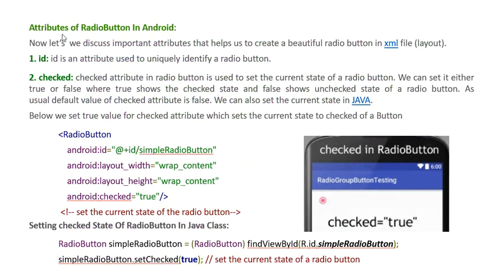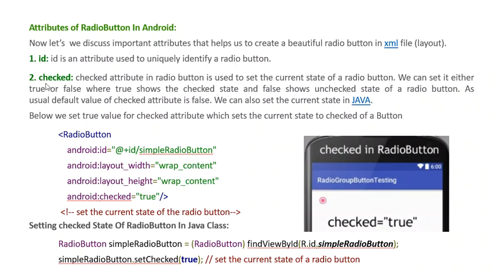Many attributes of the radio button are available. Now let's discuss the important attributes that help to create beautiful radio buttons in XML layout files. The first is id. The id is an attribute used to uniquely identify the radio button.